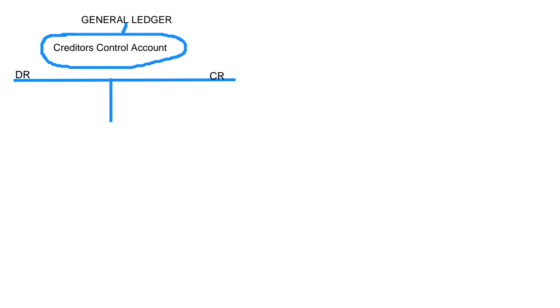Now, let me ask you something. You said it's a liability. So, where will we increase this particular account? On the credit side. On the credit side is where you're going to increase it, and then on the debit side is where you decrease it. Okay? Decrease. Yes. Now, this is the general ledger.